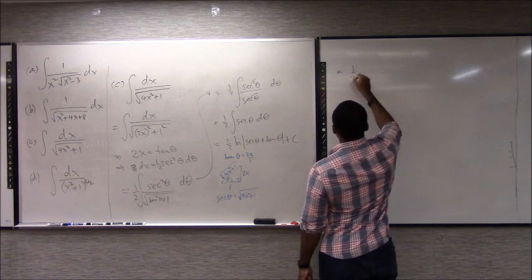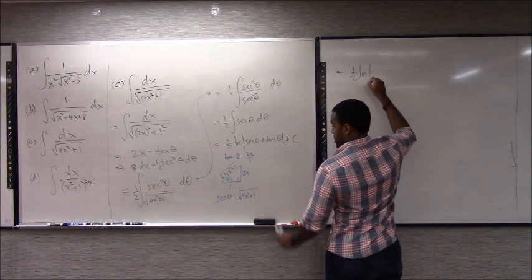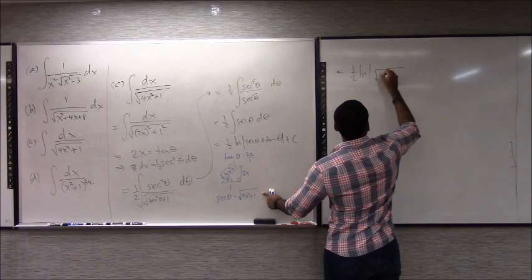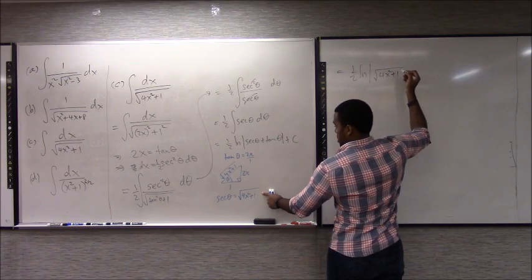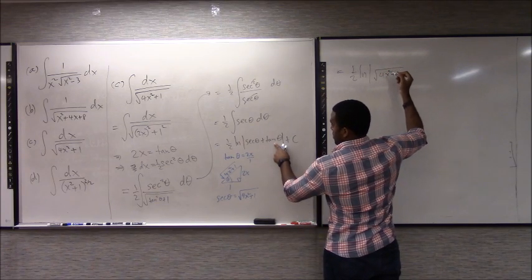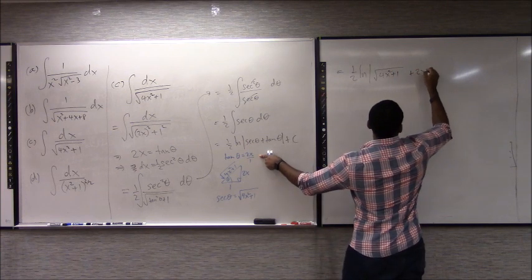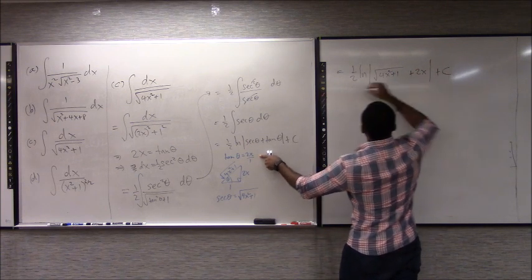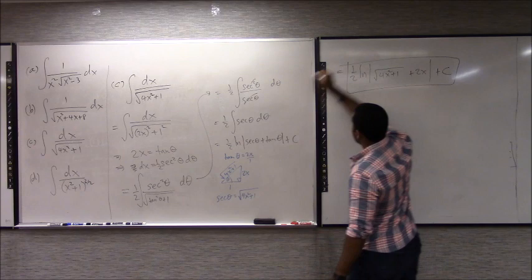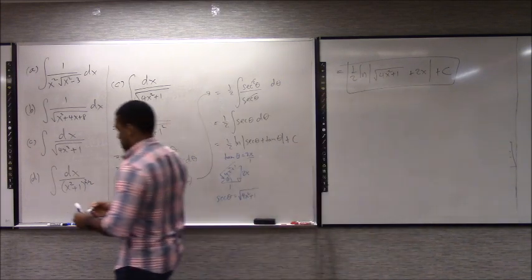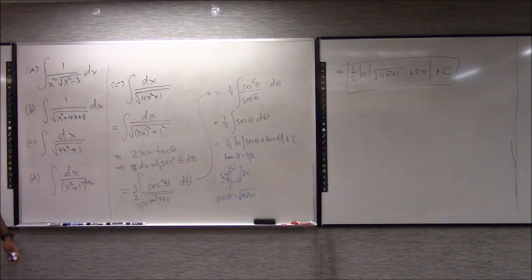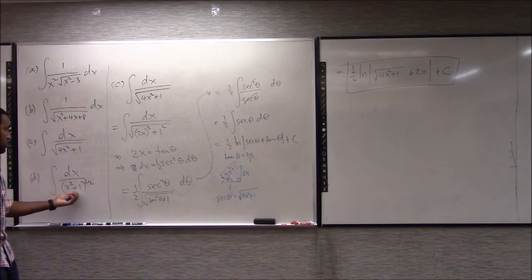So this is 1/2 ln of the secant square root of 4x squared plus 1 plus the tangent, which is 2x. That's that one. So you can find the derivative of that. It's a trig sub. And the next one.